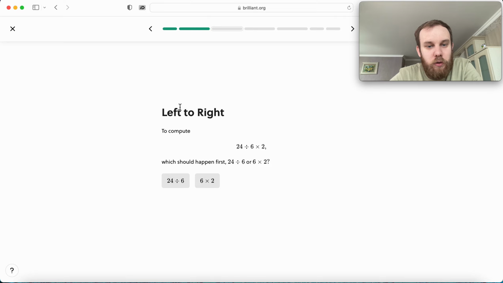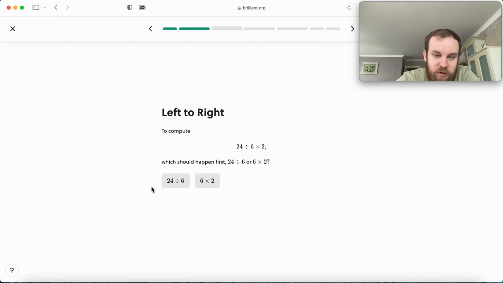Left to right to compute, which should happen first? To be honest, I think it should be left to right, but in this case, it doesn't really matter. I don't think so. Let's find out. So 24 divided by 6 will be 4, and 4 multiplied by 2 will be 8. And if we... Oh, it does matter.